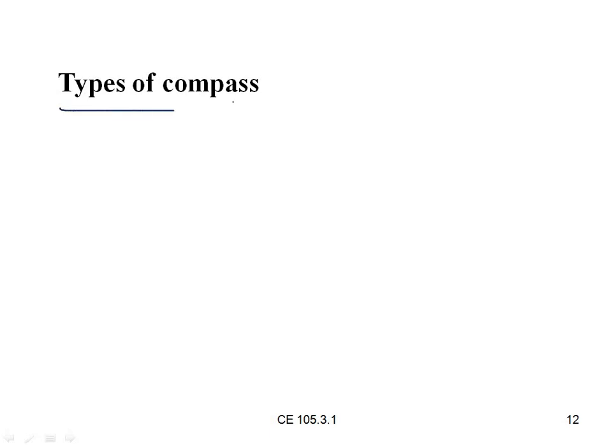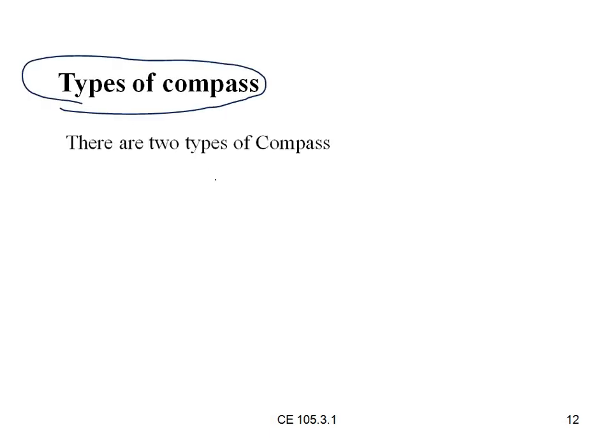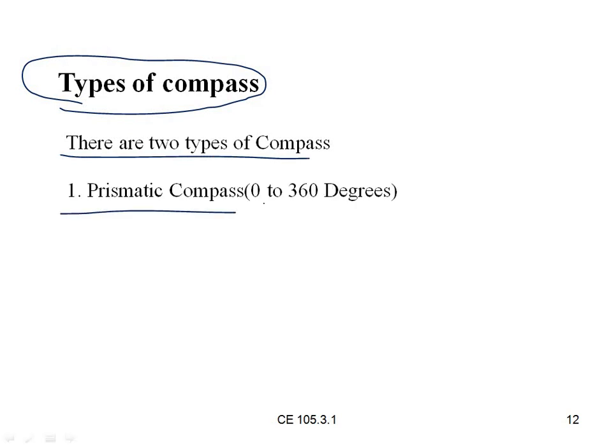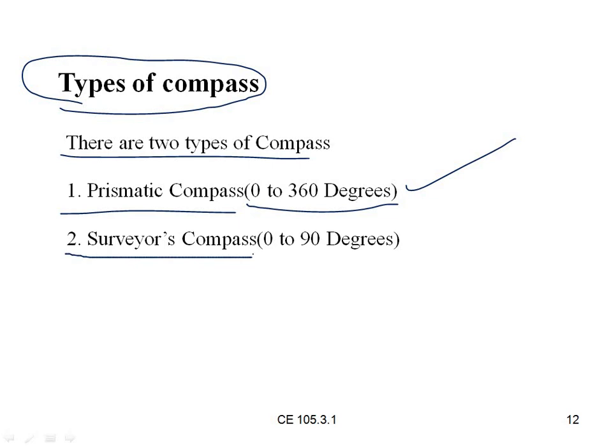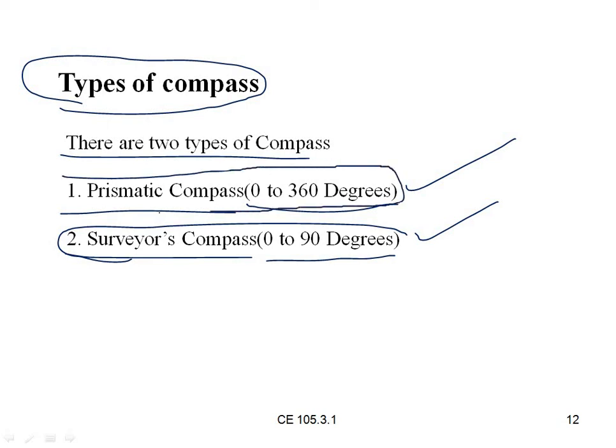Let us see the types of compasses. There are two types of compass. One is the prismatic compass, which is 0 to 360 degrees. We use the prismatic compass in surveying. The next one is the surveyor's compass, which is 0 to 90 degrees. This compass is very rarely used. Generally in our surveying field, and in practical work also, we prefer the prismatic compass because it is 0 to 360 degrees.